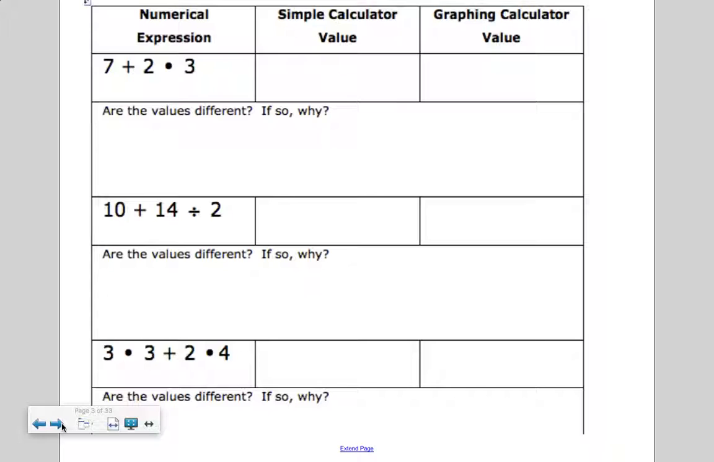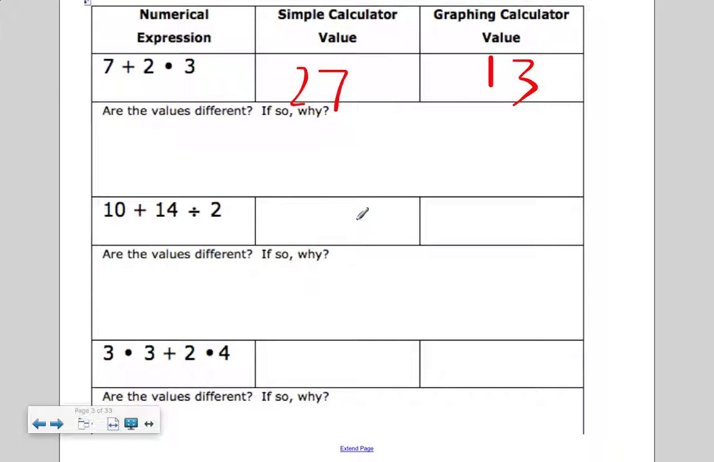So there are two types of calculators in the world. There are simple calculators, and there are more scientific or graphing calculators. If you use a simple calculator, it will give you one value, but if you use a scientific or graphing calculator, it will give you a different value. For example, in this one, a simple calculator would give you 27, while the graphing calculator would give you 13. But I thought a calculator gives you the correct answer no matter what you put inside.